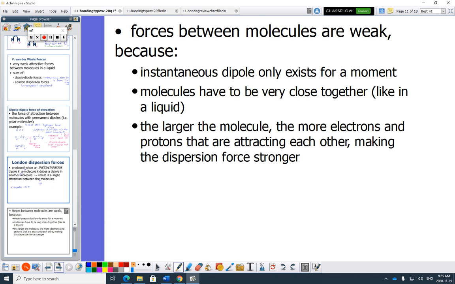So it has to be an instantaneous dipole, only exists for a moment. They have to be very close together, like in a liquid. And then next year, we'll look more into this. The more electrons, the more protons you have. So we're going to start to build molecules that aren't just HCl or HOH. We're going to make these big molecules. And you'll probably talk about this in biology as well, because our bodies are full of big molecules. And what happens is it makes the forces stronger. The more there is, the more they can attract.